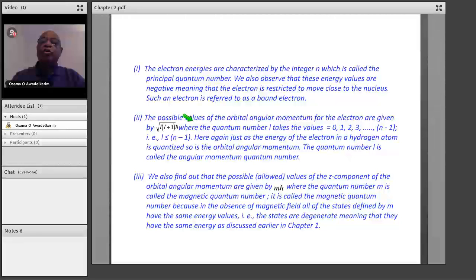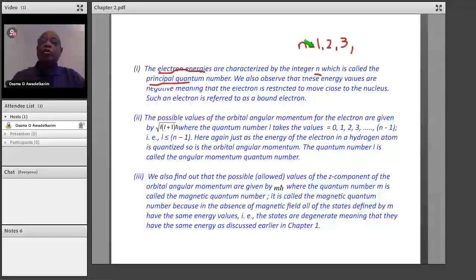But what happens, the outcome, is that the energy of the electron in an atom is quantized, and it's characterized by an integer n. This integer n is called the principal quantum number. And this n takes the values 1, 2, 3, 4, etc. So this is the principal quantum number, and it gives us the energy of the electron.